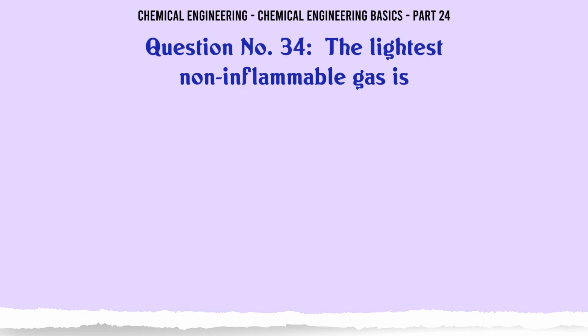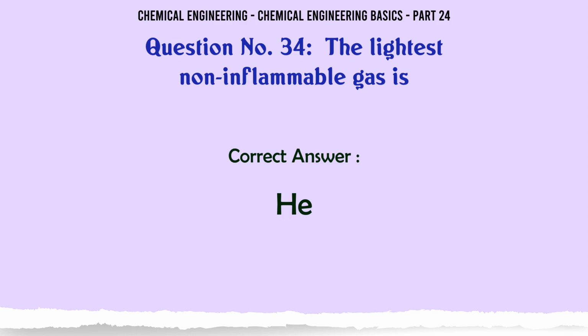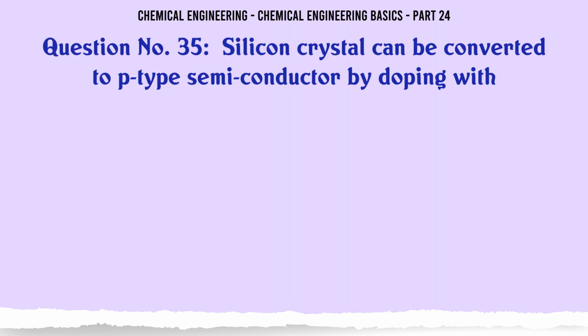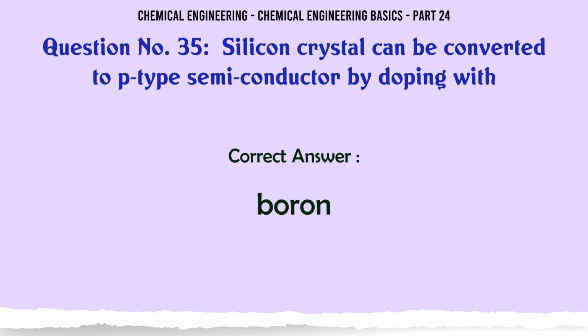The lightest non-inflammable gas is A. H2. B. He. C. Ar. D. O2. The correct answer is He. Silicon crystal can be converted to p-type semiconductor by doping with A. Phosphorus. B. Nitrogen. C. Carbon. D. Boron. The correct answer is boron.